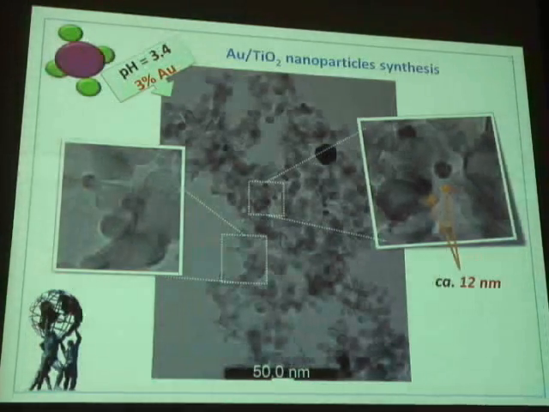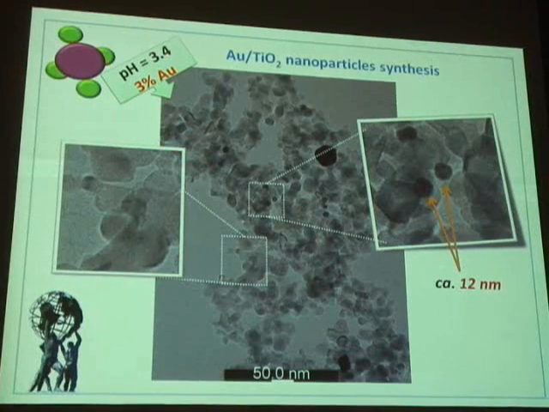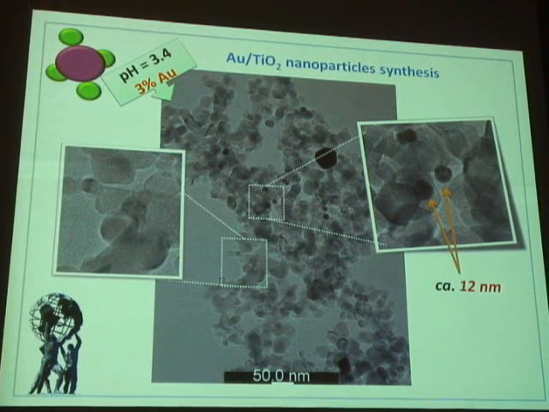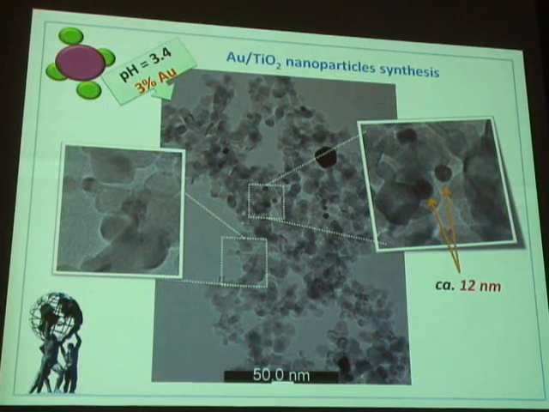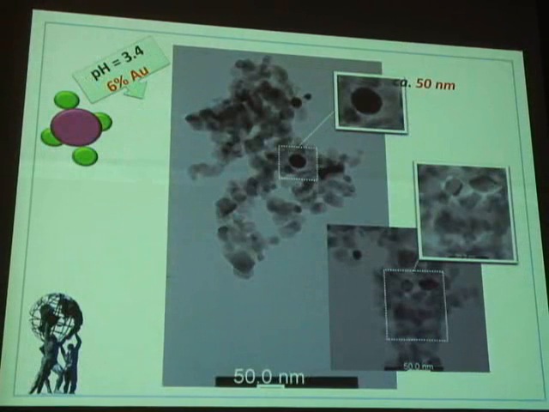This is gold covered titanium prepared at pH 3.4 with 3% gold loading. We characterize by high resolution TEM and, in some locations, we found that gold in this case only co-precipitates with titanium and there are no gold particles on the surface of titanium. We have the same results for 6% gold.